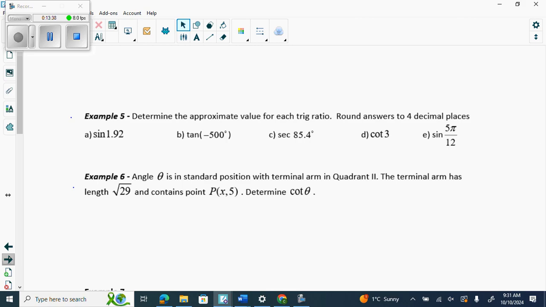So these ones, I want you to just tell me what they are to 4 decimal places. Sine 1.92 has to be in radians. What is this? 9386. All right. Tan of negative 500 has to be in degrees. What do we get?